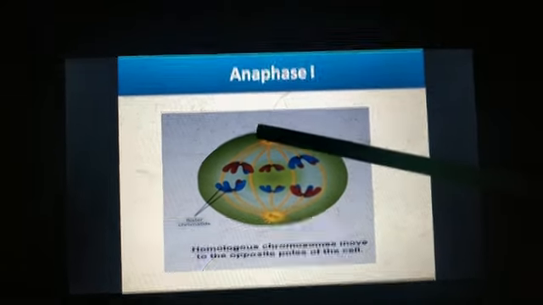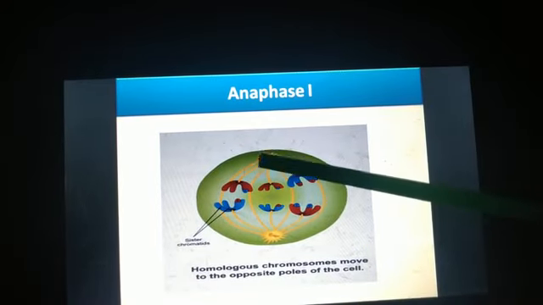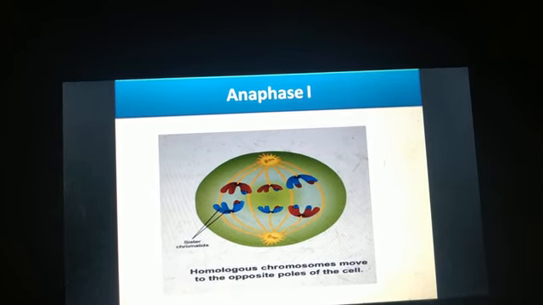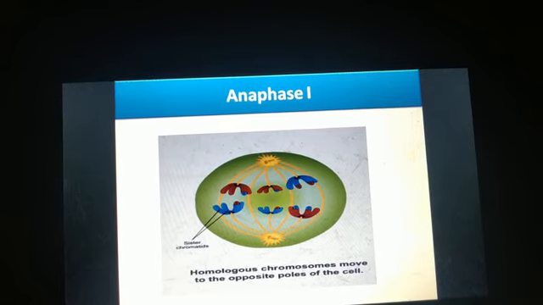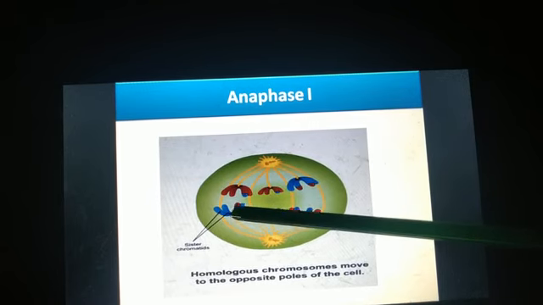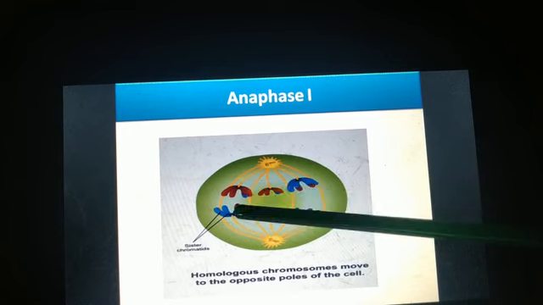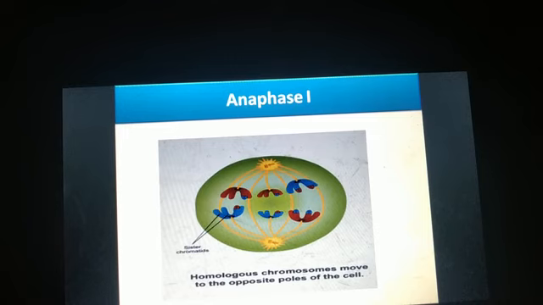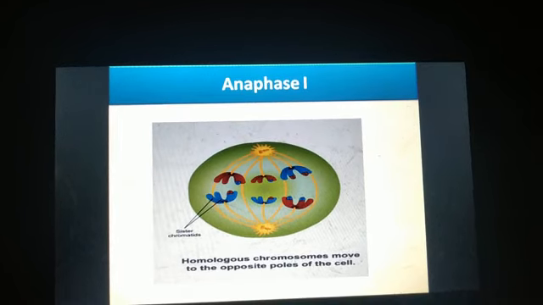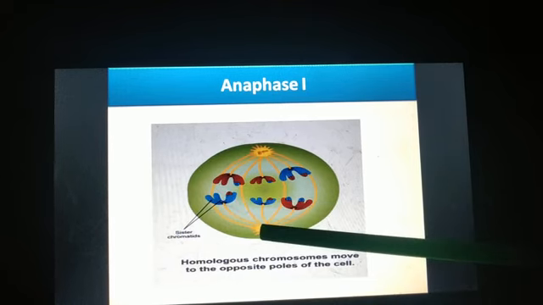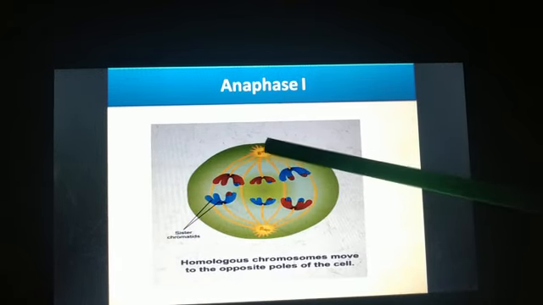and this separation occurs because the spindle fibers get shortened. That's why the homologous chromosomes separate, and the chromosomes have exchanged material with them. Can you see? This chromosome contains a little part of this, and this chromosome contains a small amount of this chromosome. So they have the exchanged part with them. The chromosome with its exchanged part will move towards the opposite pole. This will move towards this pole, and this will start moving towards this pole.